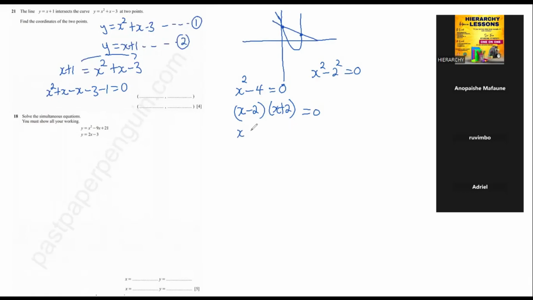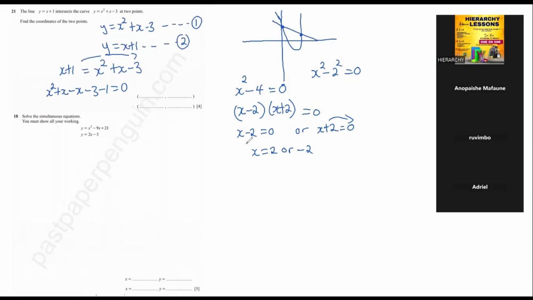So x minus 2 is equal to 0, or x plus 2 is equal to 0. So x is equal to 2, or if we bring plus 2 to the other side, minus 2, right? So that's what we get. x is equal to 2 or minus 2, right?